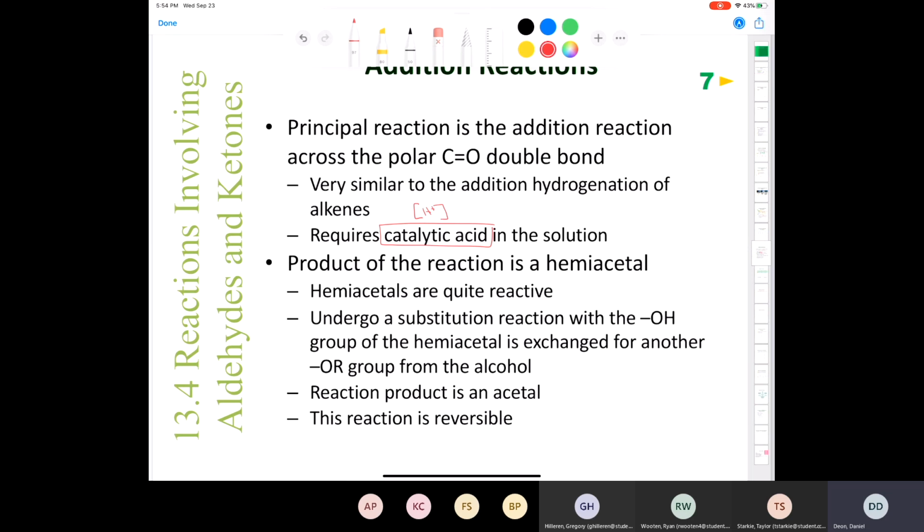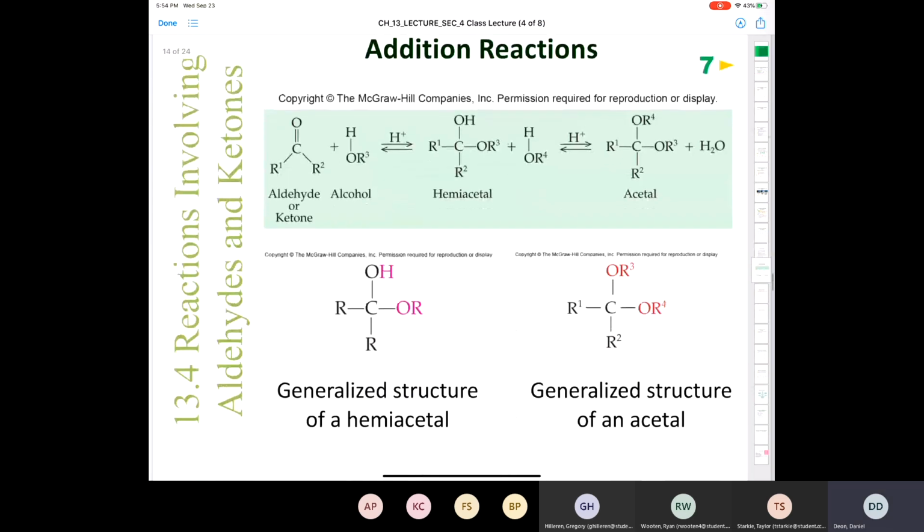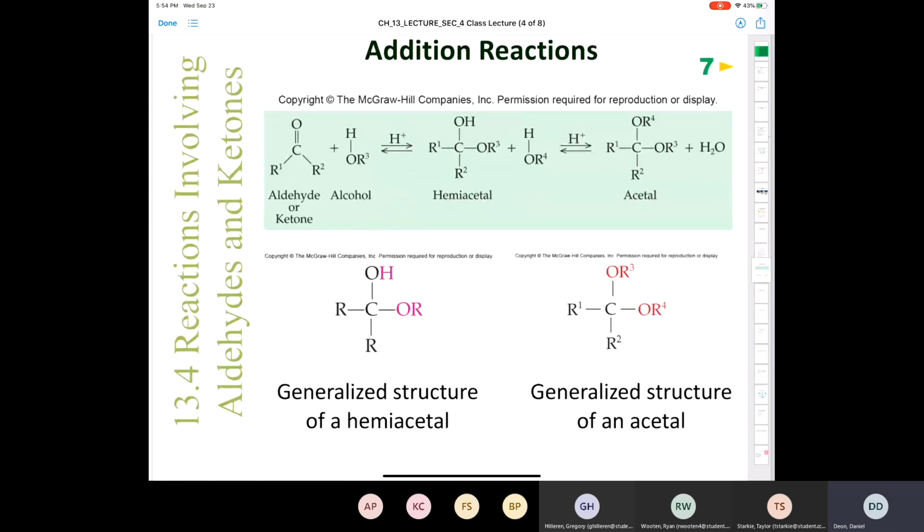Now it says here the product of the reaction is a hemiacetal. I'll show you what that is. But a hemiacetal is quite reactive, and then it can undergo a substitution reaction with another hydroxyl group, okay? And then we can end up producing an acetal, since the reaction is reversible. But before we can even proceed with this at all, you need to learn what a hemiacetal and an acetal is. Let's take a gander here. This identifies both of them at the bottom.